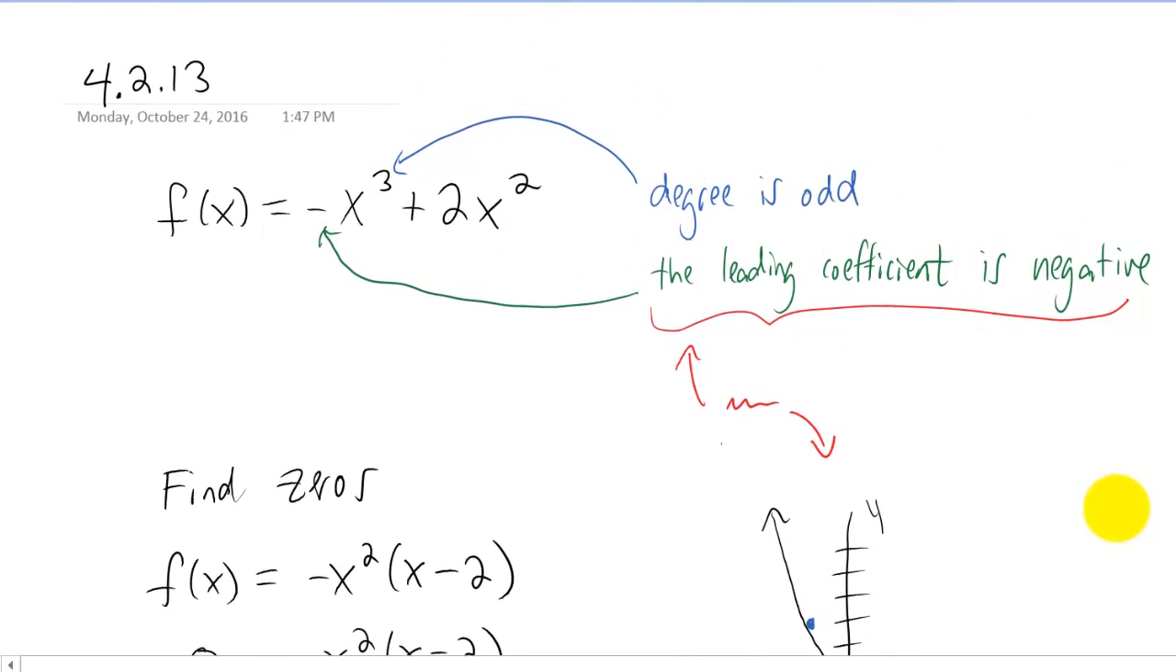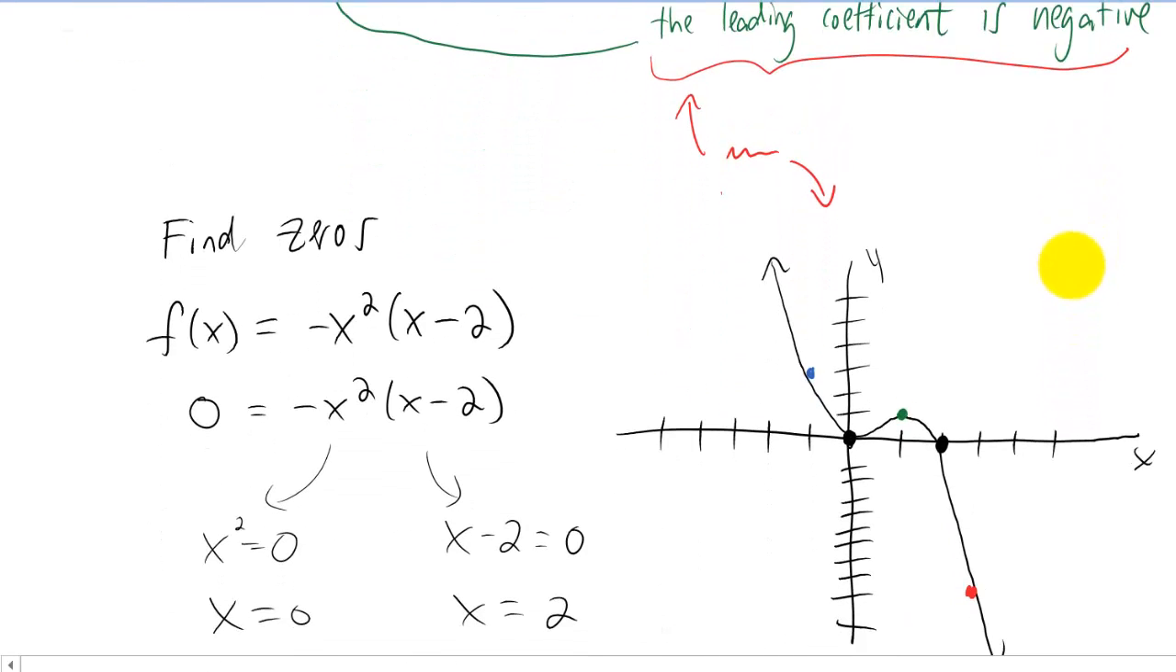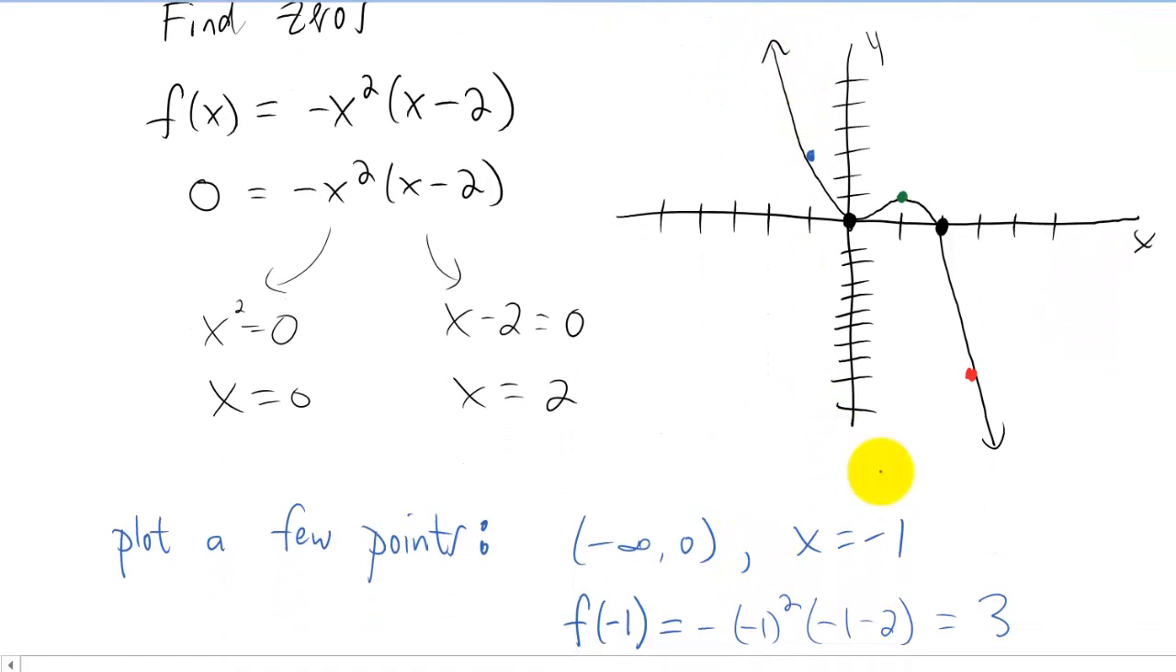Okay, so I think that's it. All we did to review is first we thought about the end behavior. We got an idea of what the graph might look like. We found zeros by factoring. We plotted those zeros. And then we picked a few more points to give us a little bit more information about what the polynomial looks like.